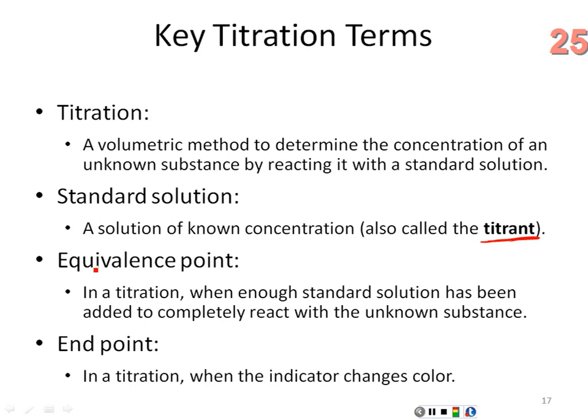And there's another term called the endpoint. Now this is where the indicator, whatever indicator you're using, in acid-base chemistry, it's usually something that changes color. And the endpoint is when this indicator changes color. Now we're assuming that the endpoint is the same as the equivalence point. But that might not always be the case, especially if you go over your equivalence point, as is pointed out on the title slide.